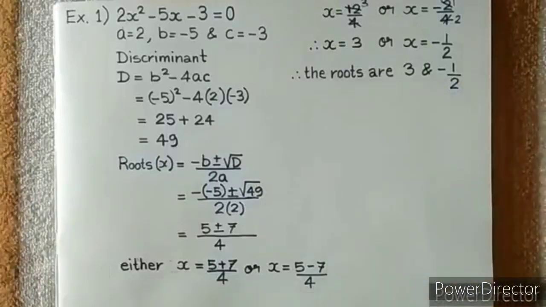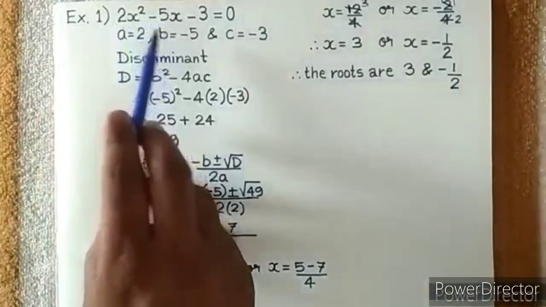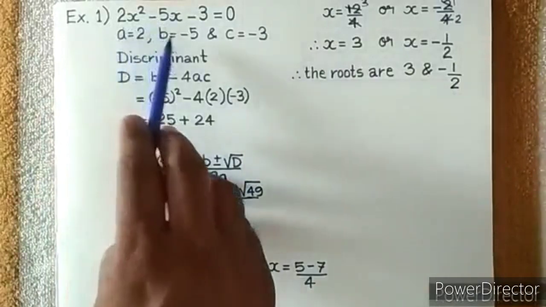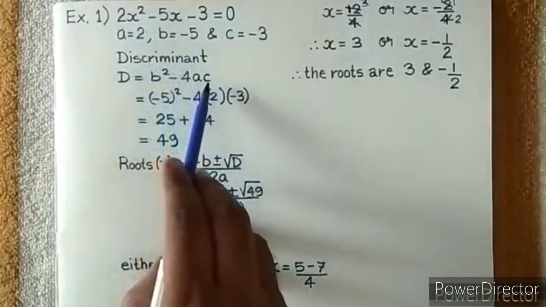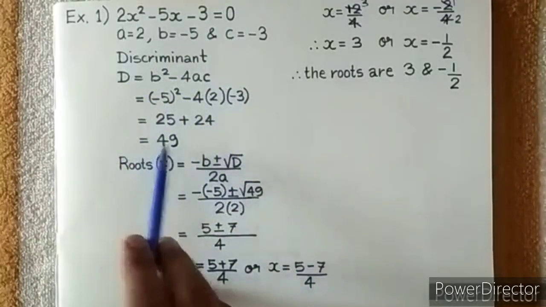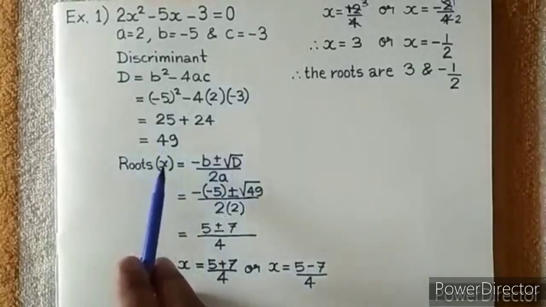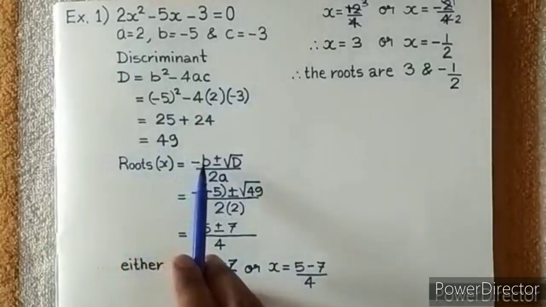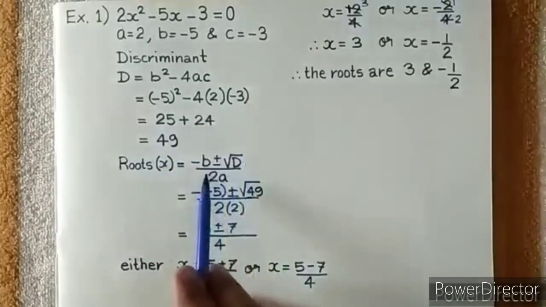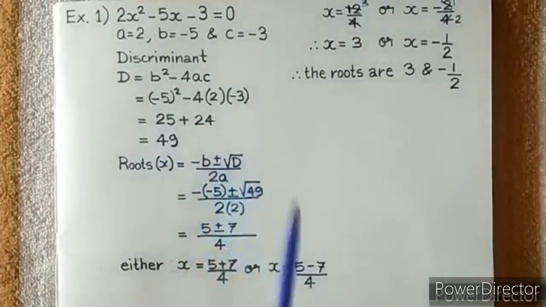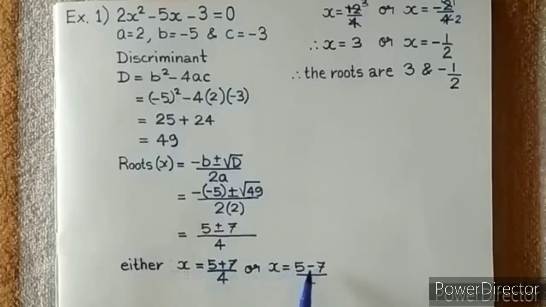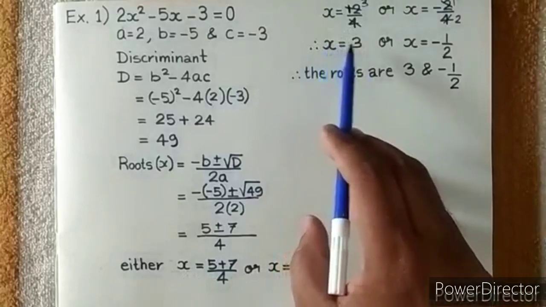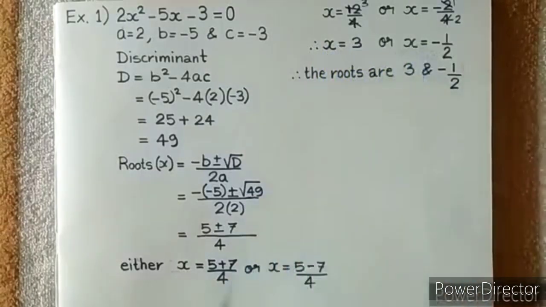That's all. So this is your quadratic formula method. You have to write first the a, b and c values, then you have to find the discriminant. The formula is b square minus 4ac. Put in the values and get the discriminant, and then to find the roots, that is values of x, the formula is minus b plus or minus root of d upon 2a, where d is the discriminant. So it will be either plus or minus. Therefore your answer will split into two, x is equal to positive or this negative one. So the roots are 3 and minus 1 upon 2.